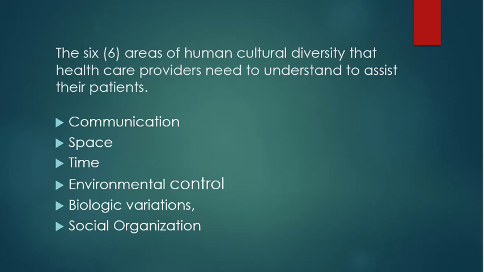Environmental control reflects beliefs about health, illness, and the ability to influence outcomes. Biological variations involve genetic and physiological differences affecting health risks and the treatment responses. Lastly, social organization relates to family roles, community structure, and decision making processes. Awareness of these areas helps tailor care to each patient's cultural context.